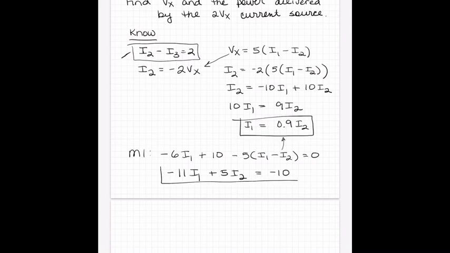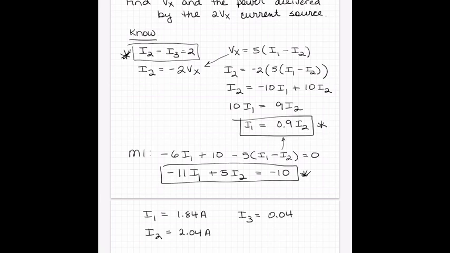Okay? So between this equation and this equation, I can now solve for I1 and I2. So I1 is equal to 1.84 amps. I2 is equal to 2.04 amps. And now that I know I2, I can solve for I3 using that equation. So I3 is equal to 0.04, so very small.